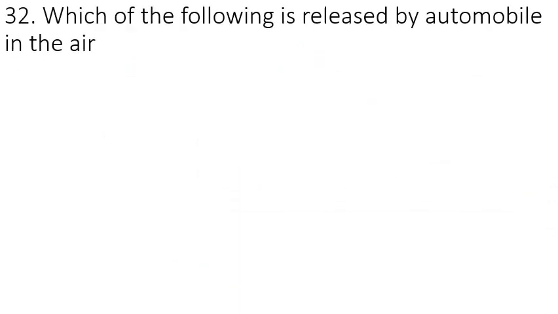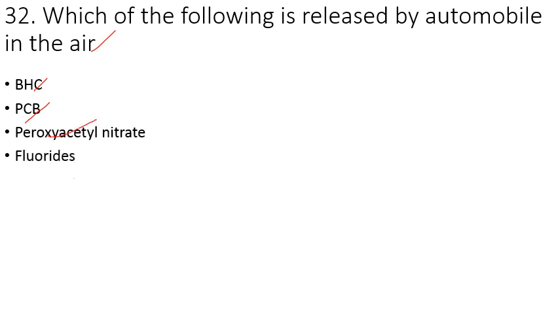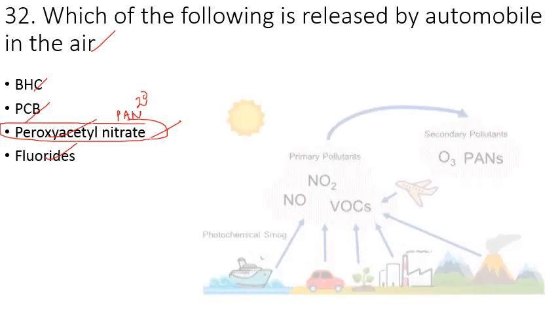The next question is, which of the following is released by automobile in the air? Our options are BHC, PCB, peroxyacyl nitrate, or fluorides. So this is a question from pollution. So its right answer is peroxyacyl nitrate, that is abbreviated as PAN. So this is a secondary pollutant which is formed after the release of oxides of nitrogen from the vehicles that gets combined with oxygen to produce this secondary dangerous pollutant that is called peroxyacyl nitrate.